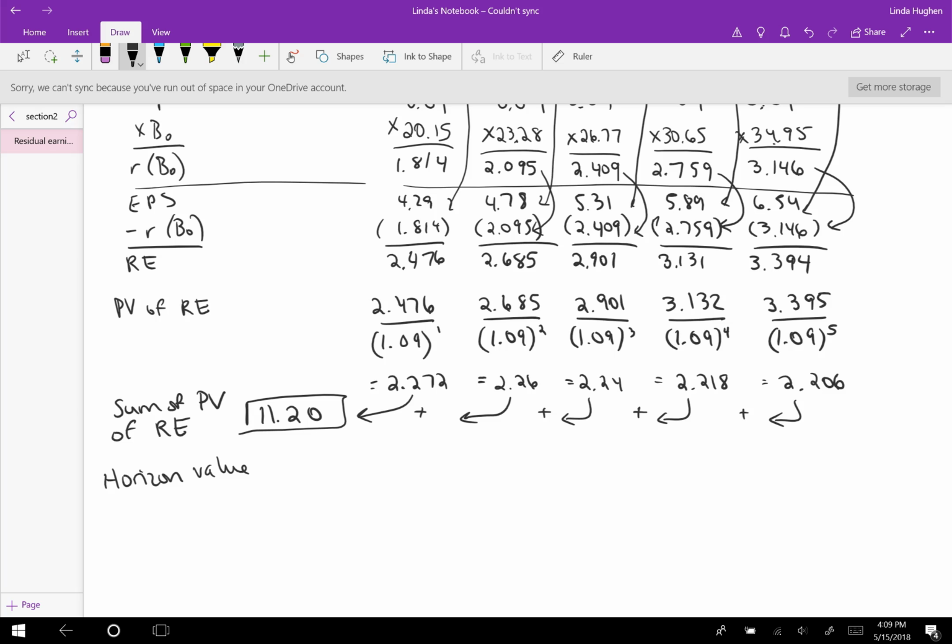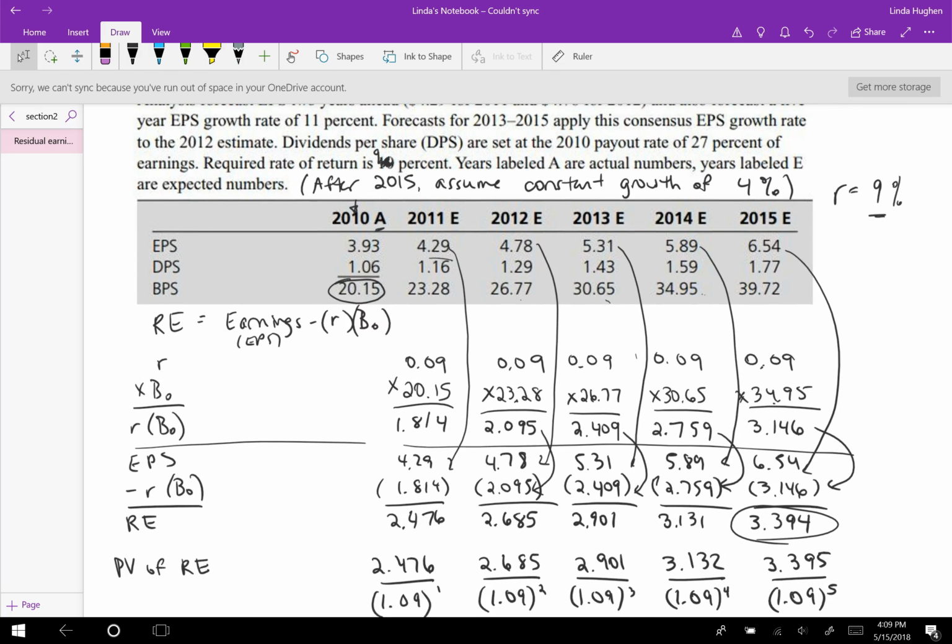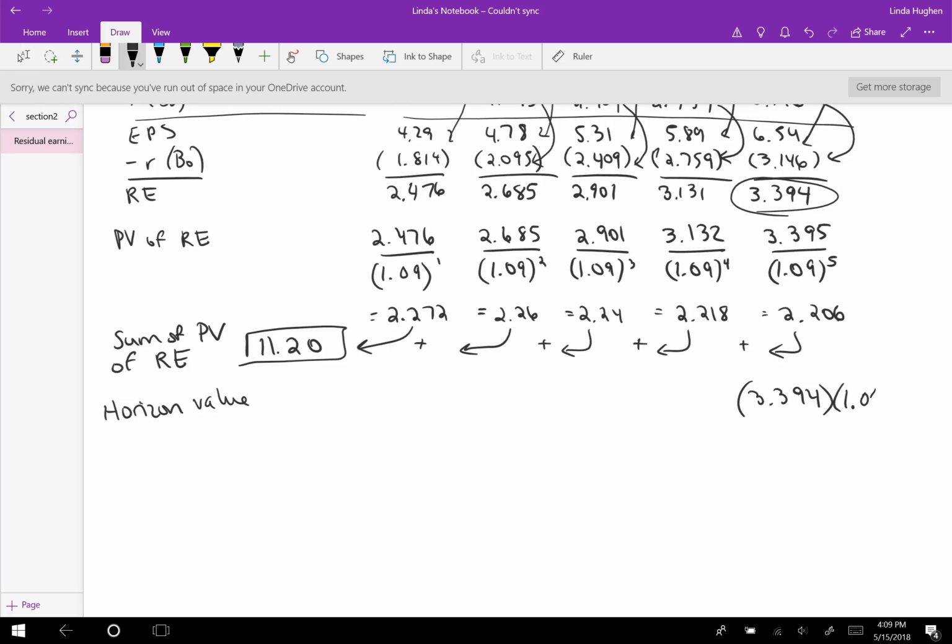Well, remember the horizon value, the value of the firm at 2015, is going to be equal to the next residual earnings. So the last residual earnings is 3.394. The next one, we need to multiply that times 1 plus the growth rate. Remember that the constant growth rate is 4%. Now I'm going to divide this by R minus G. Required return is 9%. Growth rate, again, 4%.